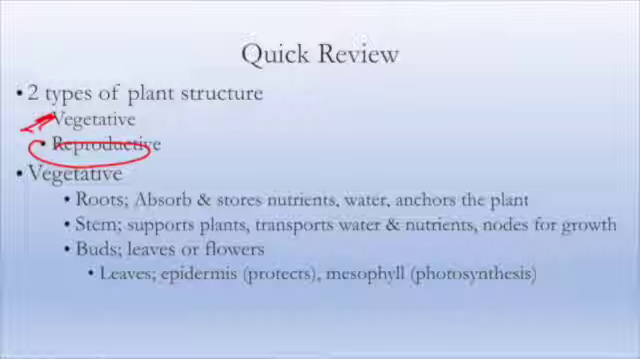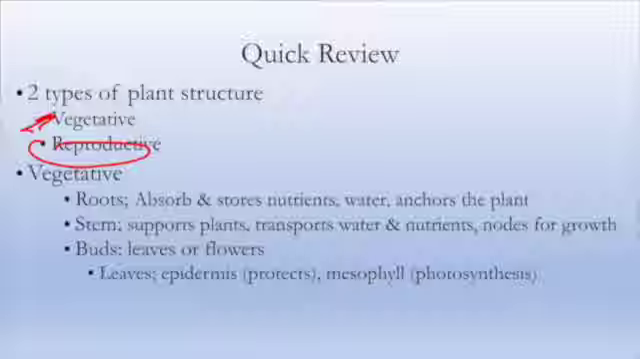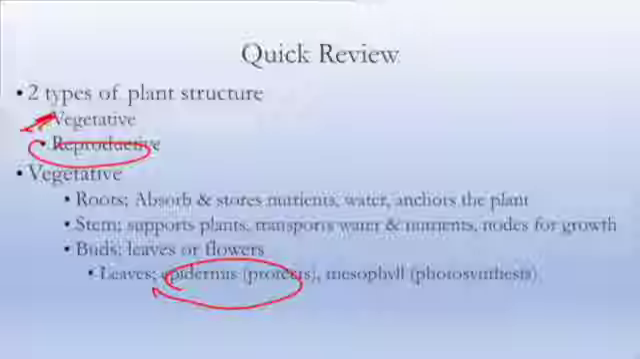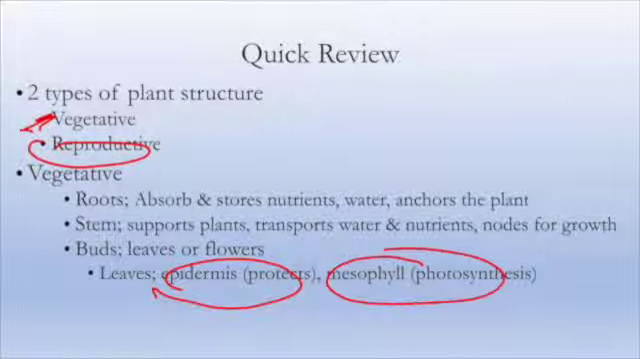And then you have the buds. The buds are either going to become leaves or they're going to become flowers. When they become leaves, there is an epidermis which protects the leaf, and then you have the mesophyll level, which is where photosynthesis takes place, and that's where the plant gets its life from. So there you have the first part of chapter 3.